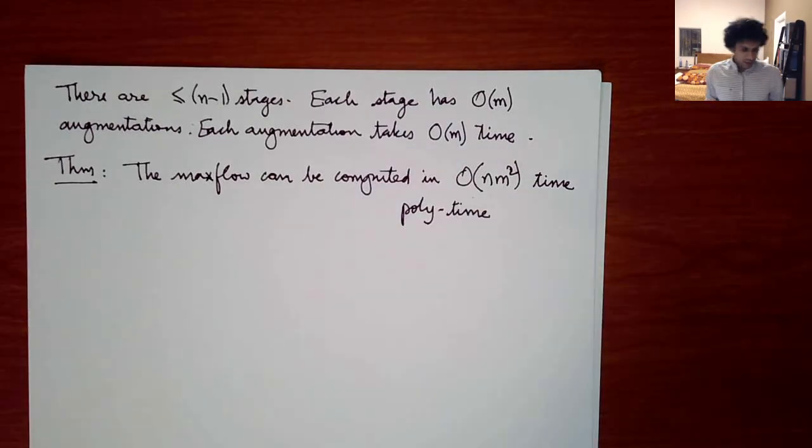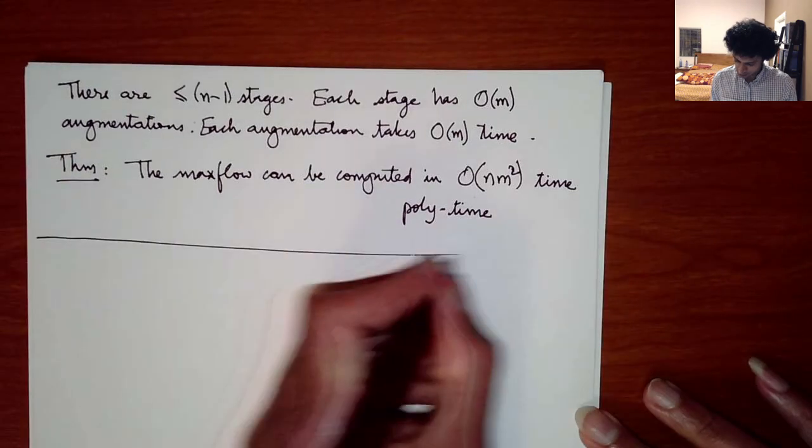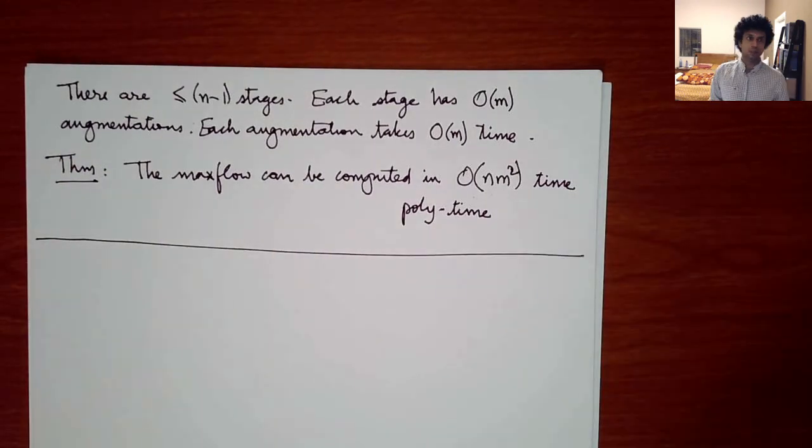And my understanding is this is the first polynomial time algorithm. Again, it was given in the 70s. Since then, there have been multiple improvements. But it's remarkable that such a simple change to Ford-Fulkerson, which is just using shortest path, allows for a polynomial time algorithm.